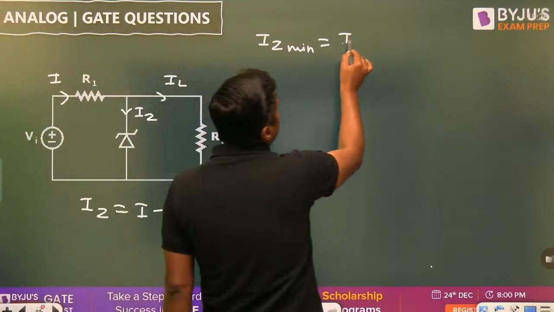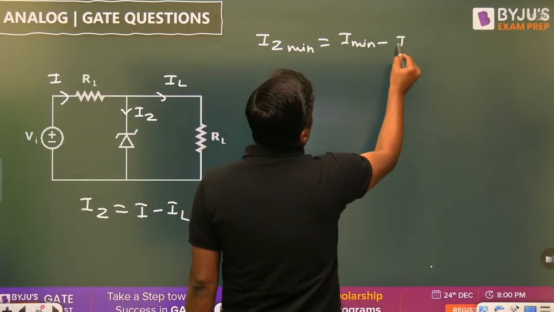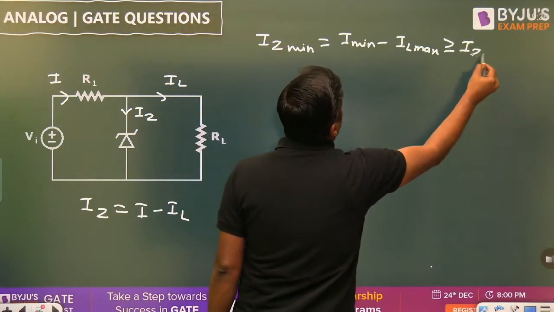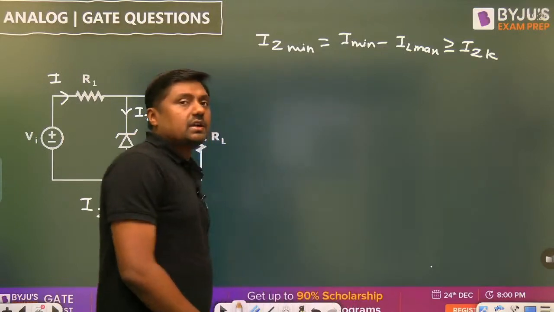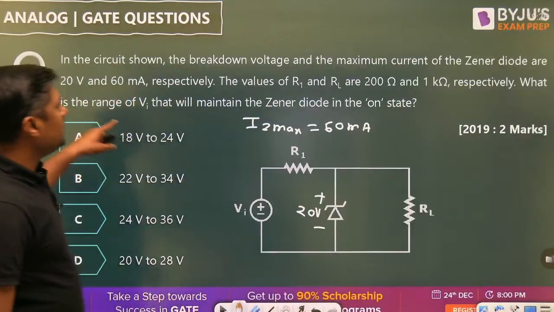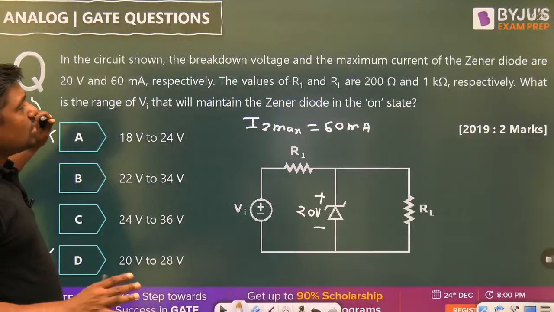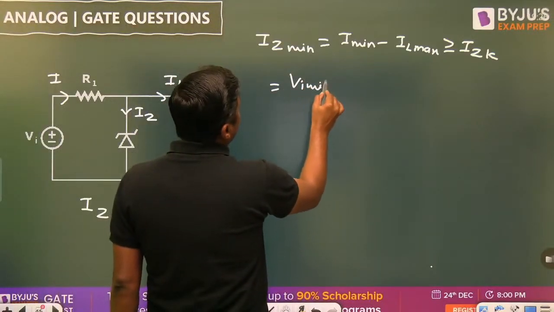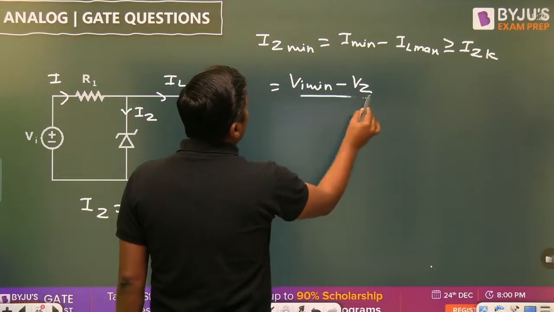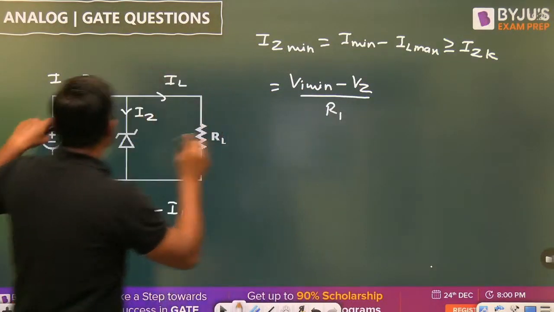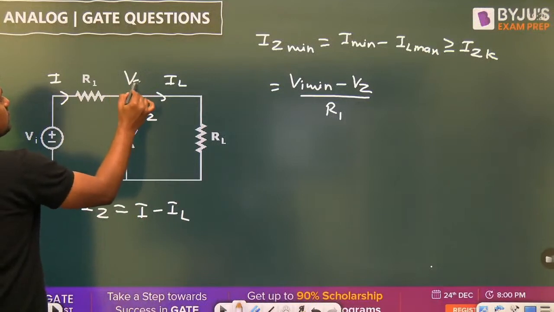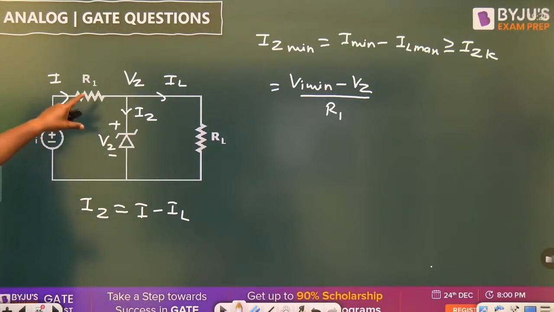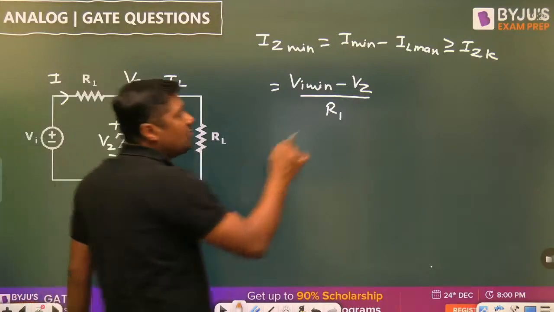What is the IZ minimum? I minimum minus IL maximum. It should be greater than or equal to IZK. It should be greater than knee current. If the knee current is given here, use it. If the knee current is not given, it is 0. Simply, minimum means VI minimum minus VZ upon R1. Voltage across this point is VZ because it is in breakdown region. VI minus VZ upon R1. What is the IL maximum?